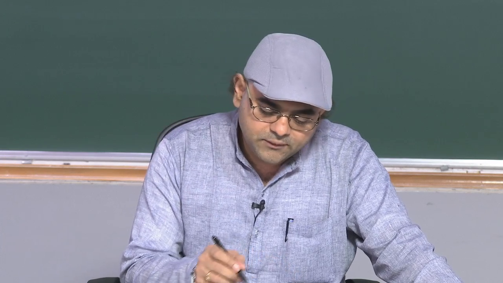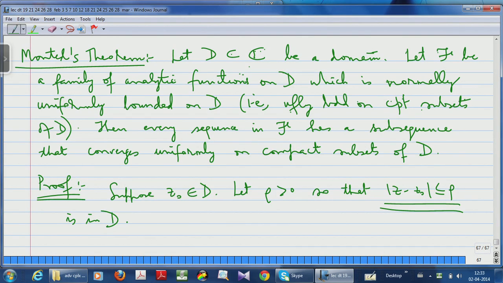Since you are in that situation, you are already given that this family is normally uniformly bounded. It means that it's uniformly bounded on compact subsets, therefore this family is bounded on this closed disk because it's a compact subset. So you already have boundedness of the family, which is actually uniform boundedness.